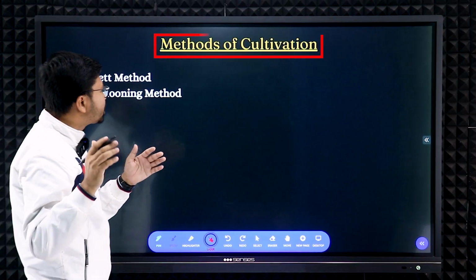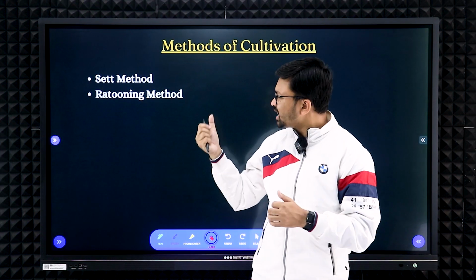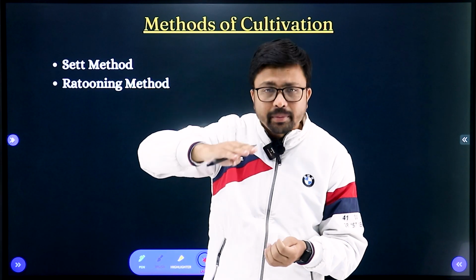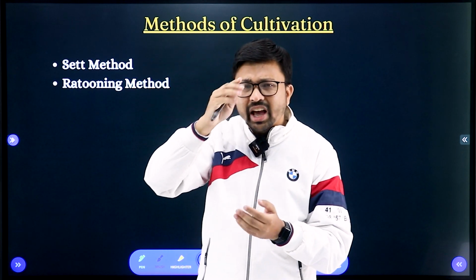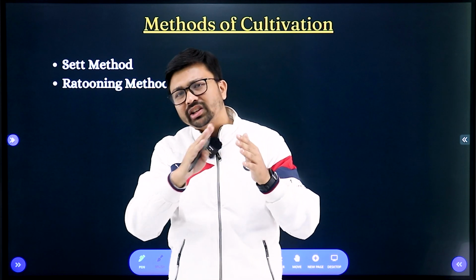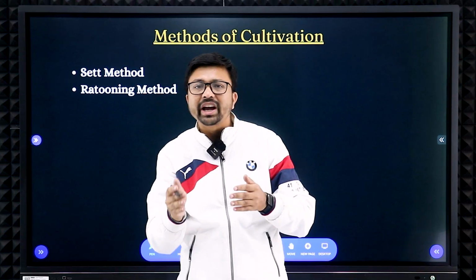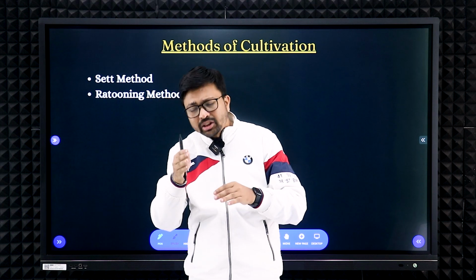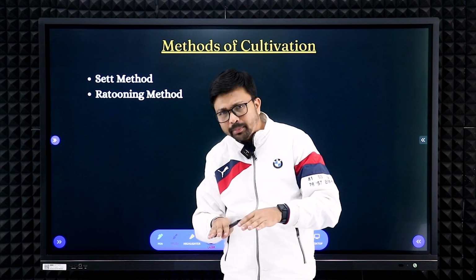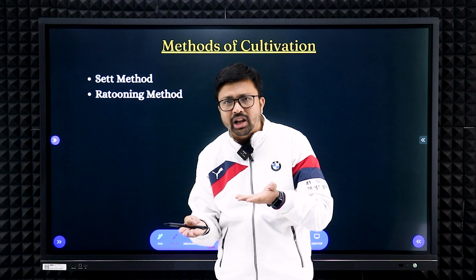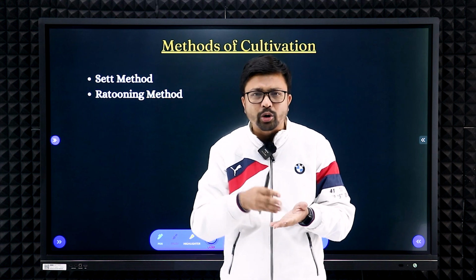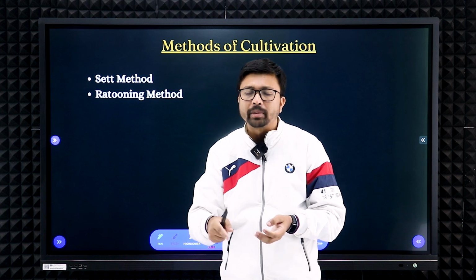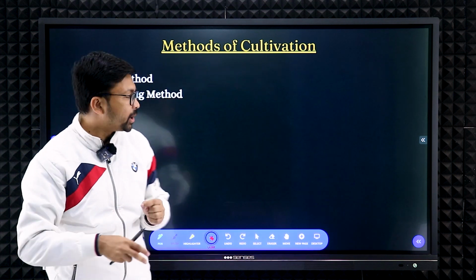Here you can see the methods of cultivation. What are those two methods? Set method and rotating method. Set method means the whole sugarcane is divided into sets, mainly 3 sets, and from each set we can get new sugarcane for the next year. In the rotating method, just the base of the sugarcane is kept in the soil, and the portions above the soil are taken out. The base remains there, and next year we can get new sugarcane from there again. So that is called the rotating method, right?